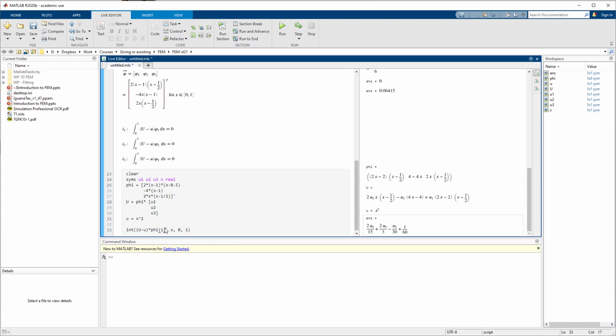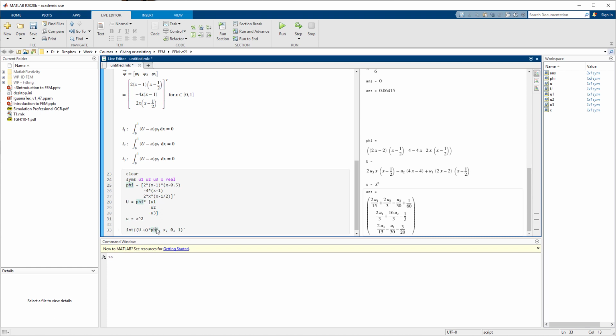I can do this, or I can just omit this 1 here, and it will do this 3 times, once for each, and this is very hard to read, so I like to just transpose this, and then I can get the output like this. So this is my equation system.